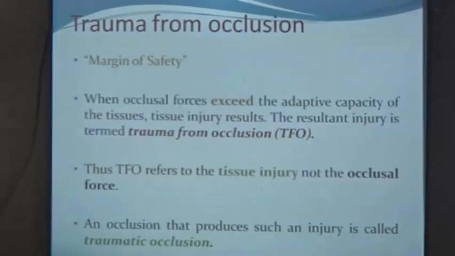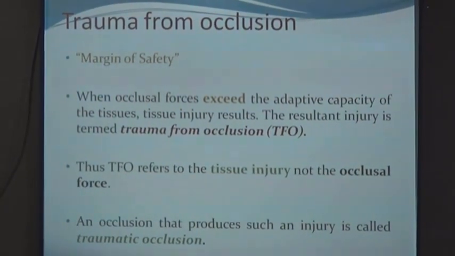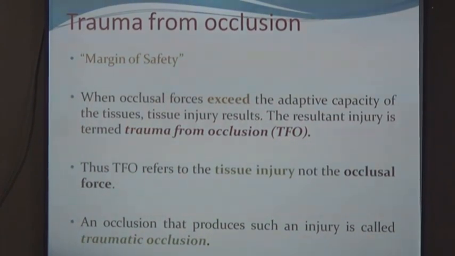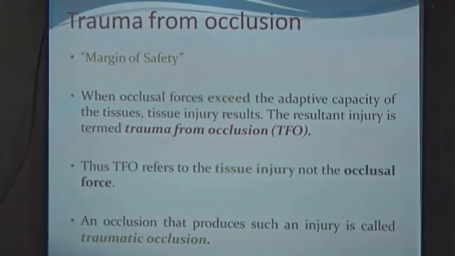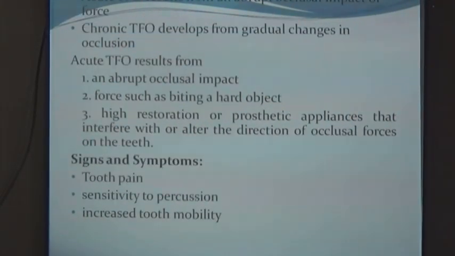Trauma from occlusion is nothing but a tissue injury, and the occlusal force is something different. Thus, trauma from occlusion refers to the tissue injury and not the occlusal force. An occlusion that produces such an injury is called traumatic occlusion. Are you able to understand? Traumatic occlusion is an occlusion that creates an injury. Trauma from occlusion is a tissue injury, not the occlusal force. Remember these three, because people usually get confused in these three.